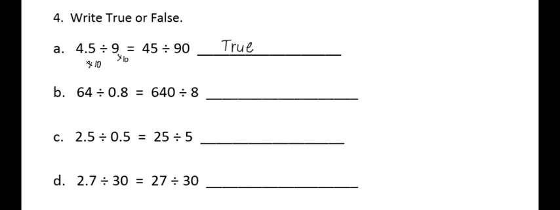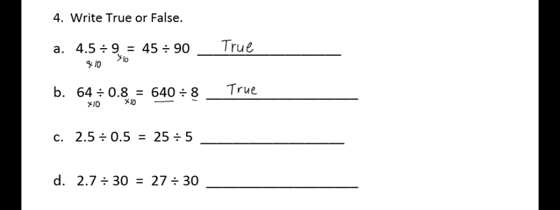In the next problem, I have 64 divided by 8/10 is equal to 640 divided by 8. In order to go from 64 to 640, I would have to multiply that by 10. When I take 8/10 times 10, I get 8. I took each number and multiplied it by 10, and that kept my equation true.